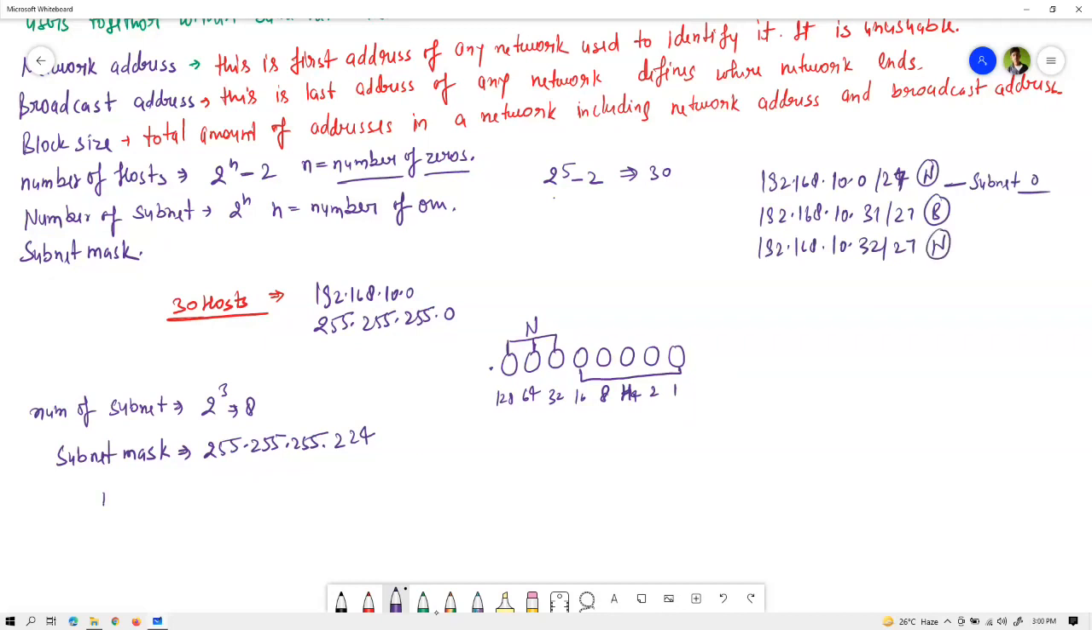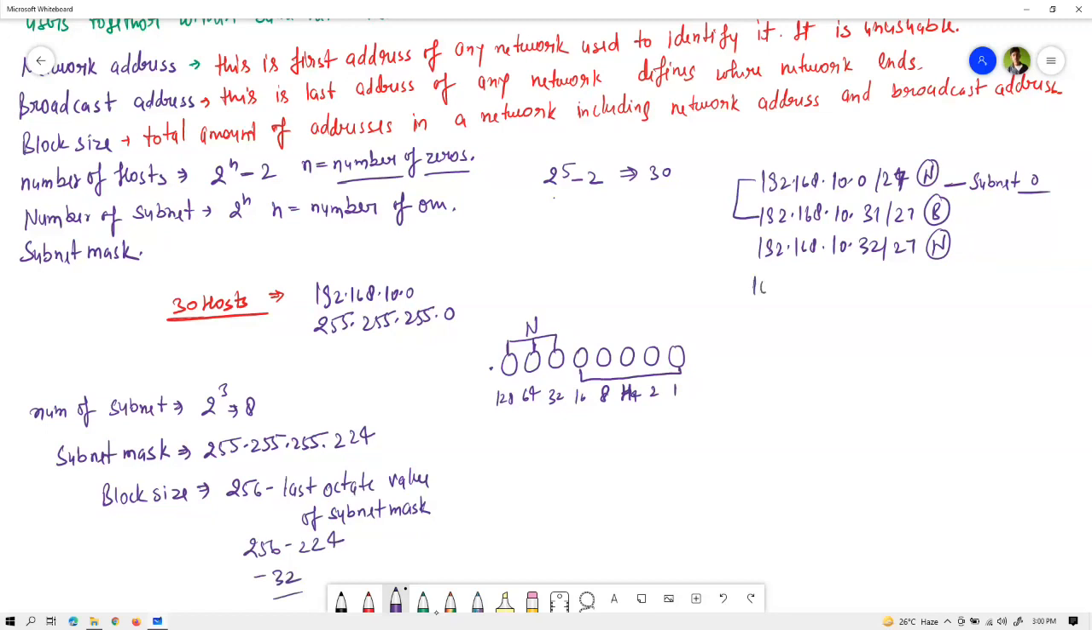Because your block size, what is the block size? Block size will be 256 minus the last used octet value of the subnet mask. This is the used octet, right? So 256 minus 224 will be 32. Block size will be 32. So this is subnet 1, from 10.0 to 10.31.